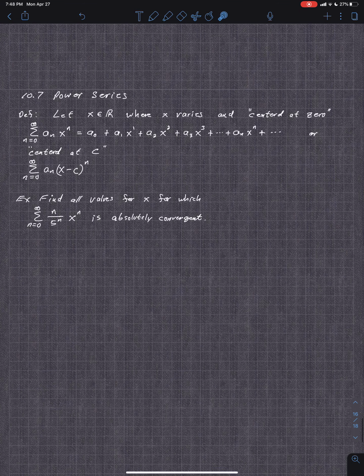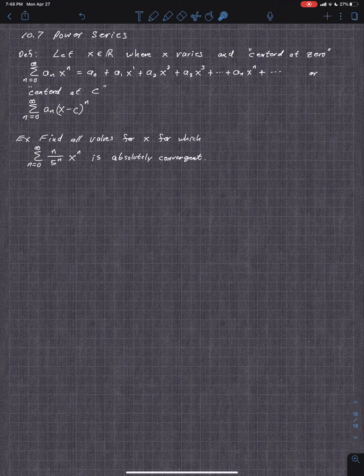Let's go on to 10.7. This is on power series. So 10.7, let's first define a power series. So first, let x be a real number, and x is a variable. Okay, so x varies. And we say in this case, this is centered at 0. That's how we say it when it looks like this. So the power series written out would be this form. Okay, and then if you have it centered at c, then you say x minus c like that. So it's this form.